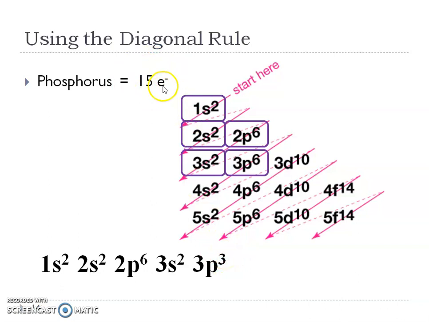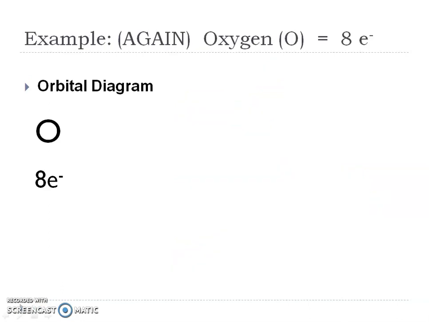So if we notice here, 15 electrons, let's count. 2 plus 2 is 4, plus 6 gives me 10, plus 2 is 12, and plus 3 is 15 electrons total. So if we look at oxygen, you had oxygen when we did the orbital filling diagram.